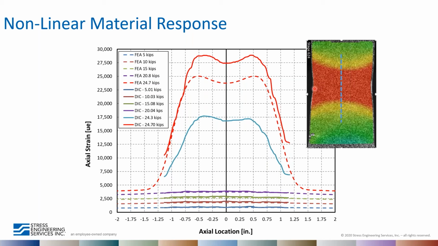So we won't just get a single value, but we can draw section lines like this blue section line right down the middle of the test article. And we can compare that to FEA. At very low levels of load, the linear analysis correlates very well with the DIC, which is what we'd expect. However, up at higher loads, in this case 24,000 pounds, we can see that in the necking region, the model doesn't do a very good job of predicting what the material behavior is supposed to be. And we can see that compared to the DIC data here in red and the finite element analysis data in the dashed red line.